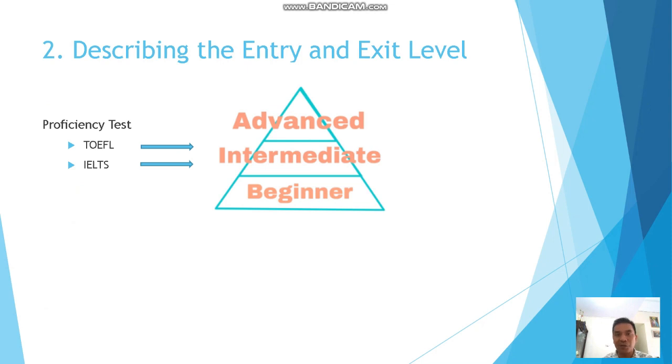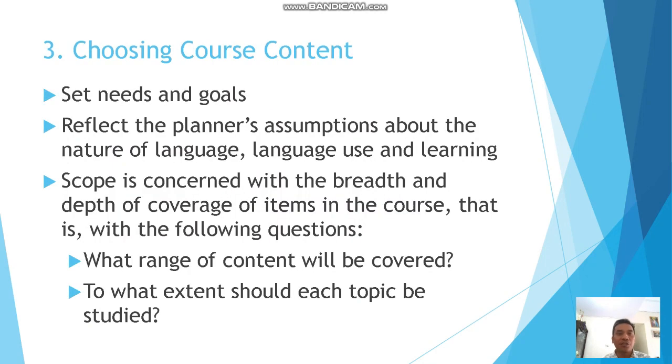Second, describing the entry and exit level. Placement tests such as TOEFL or IELTS. In this proficiency test generally consists of point levels like beginner, intermediate, advanced. But sometimes a course founder makes a wider level, maybe from starter, beginner, and then first intermediate, second intermediate, advanced, expert, something like that.